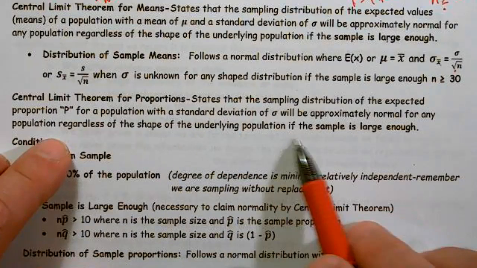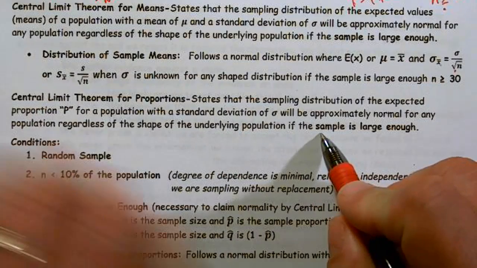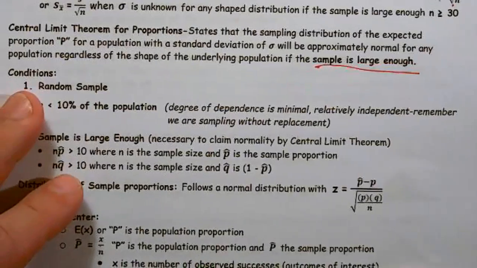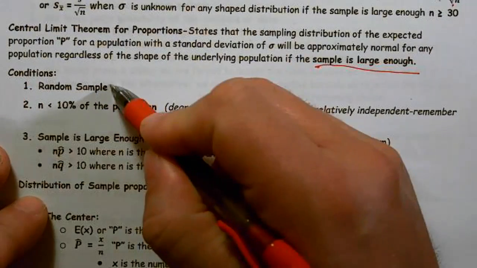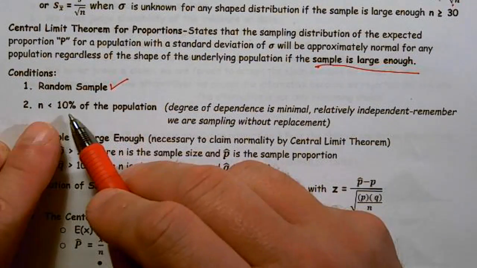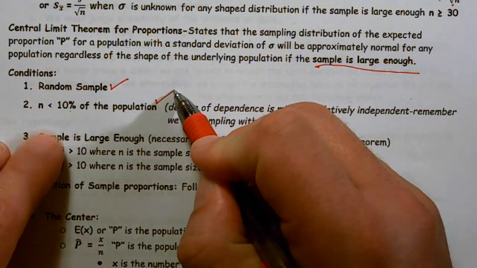When we're working with proportions, we have essentially the same thing. Our formula is going to look a lot different, but we need to make sure that the sample is large enough. And so we're going to actually be working with some conditions. Now, the first condition is random sample, and you're not going to need to write that down. You also need to know that n is less than 10% of the population. We're not going to check that one either.